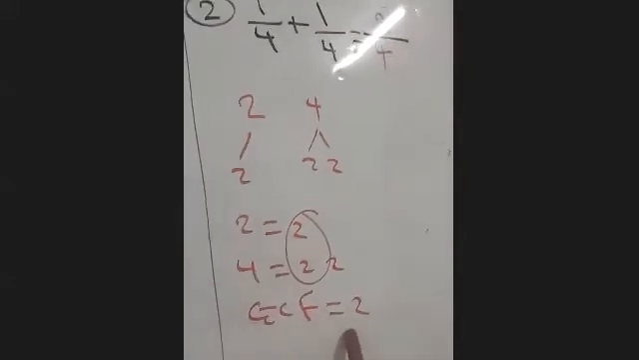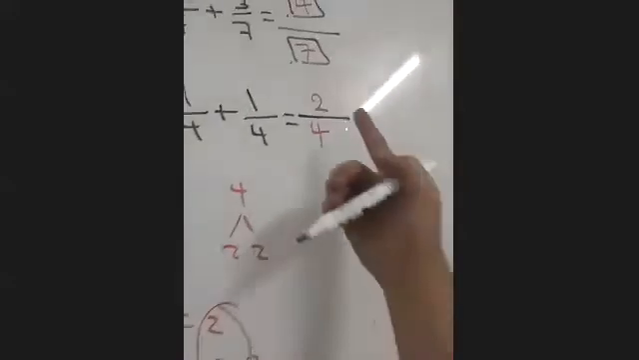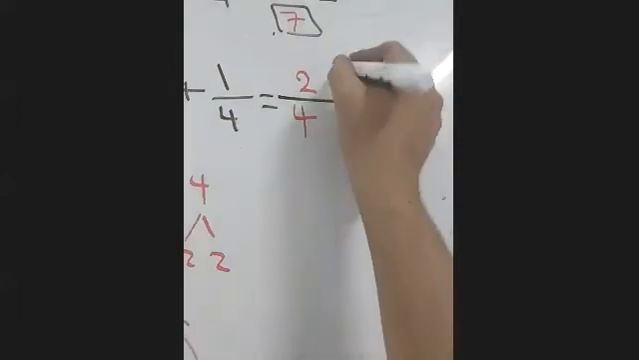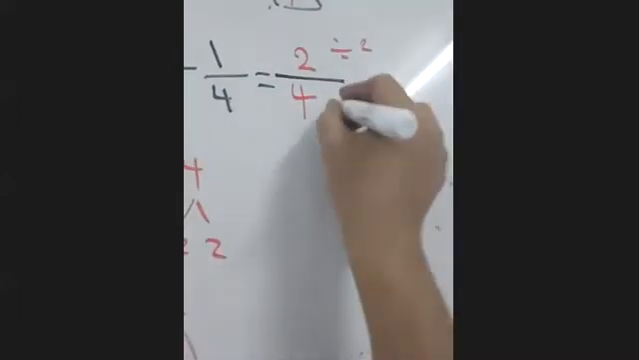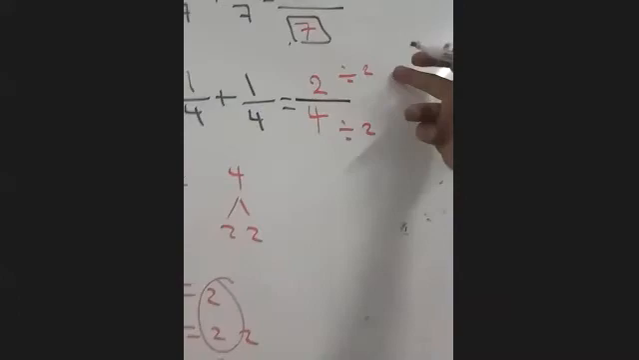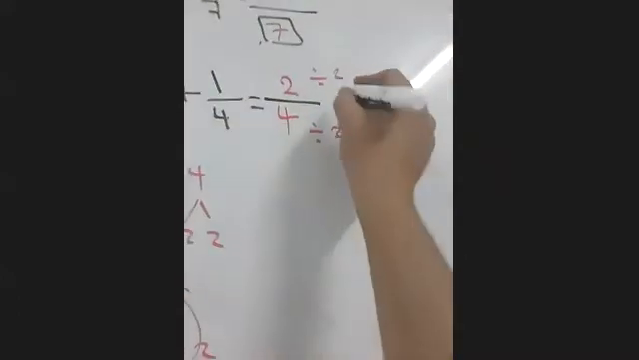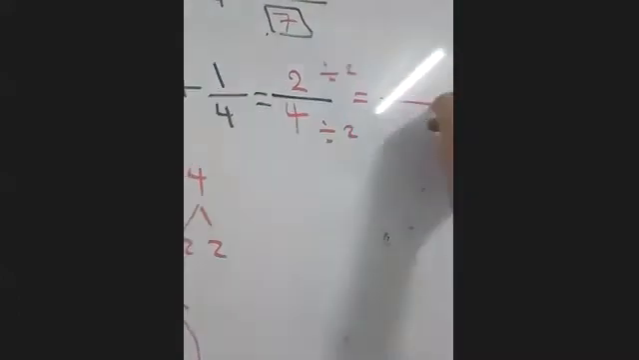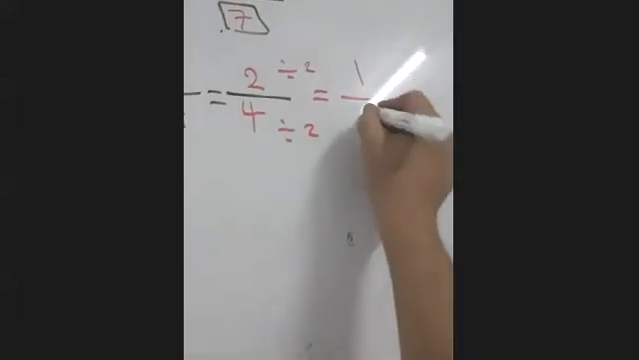What's the GCF? 2. So we divide up and down by the GCF, which is 2. The answer is 1 over 2.